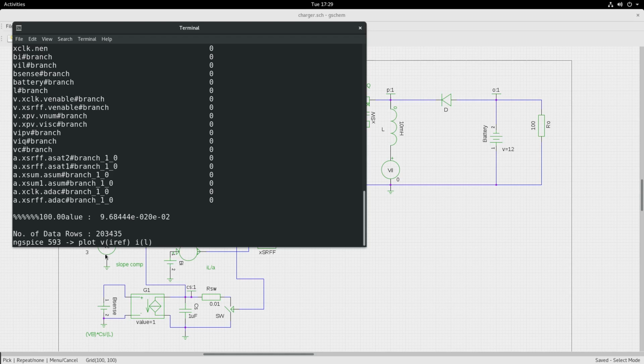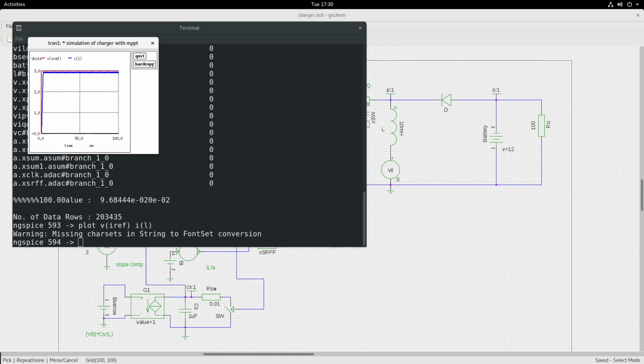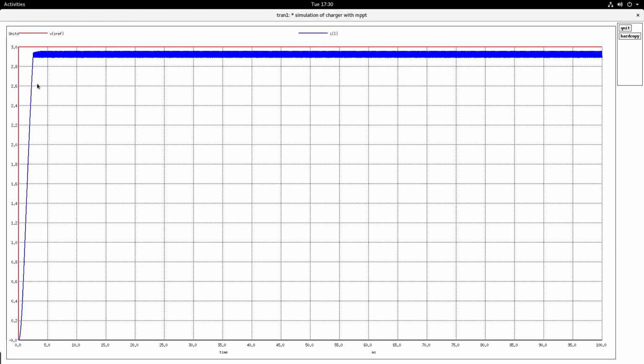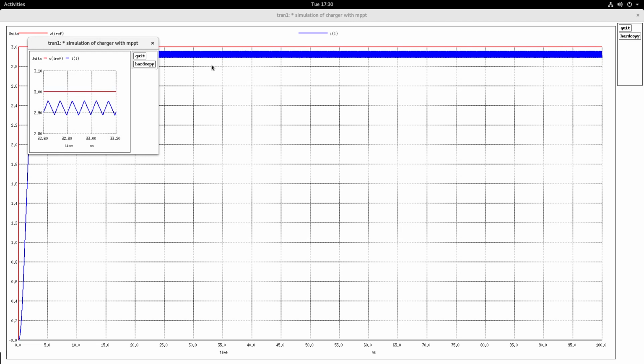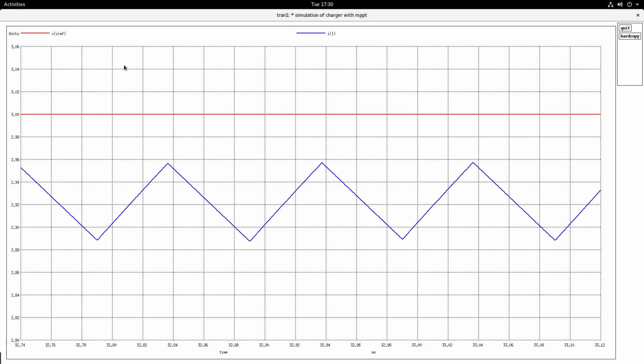Let us plot the IL ref and the inductor current, and we will see. So the red one is IL ref, which is at 3 amps, and let me expand it. And the blue one is the inductor current.